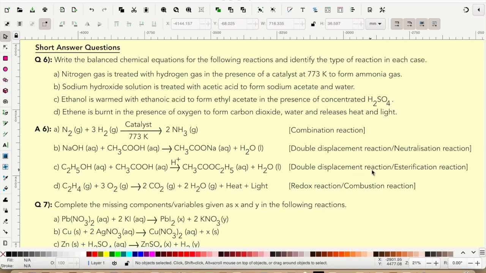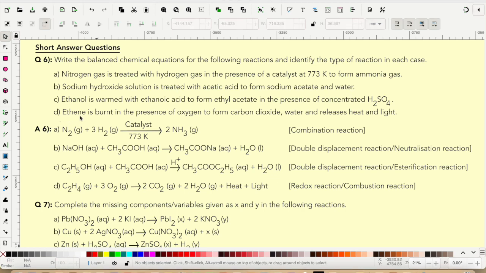This is double displacement reaction. As you can see, C2H5OH is made of C2H5 plus and OH minus. CH3COOH is made of CH3COO minus and H plus. C2H5 plus combines with CH3COO minus to make CH3COOC2H5, and H plus combines with OH minus to make H2O. So this is double displacement reaction. This is also esterification reaction. As you can notice, one alcohol C2H5OH reacts with one acid CH3COOH to make ester CH3COOC2H5 and water.